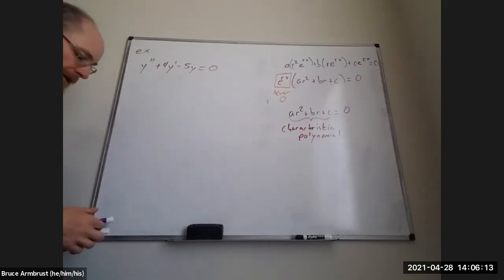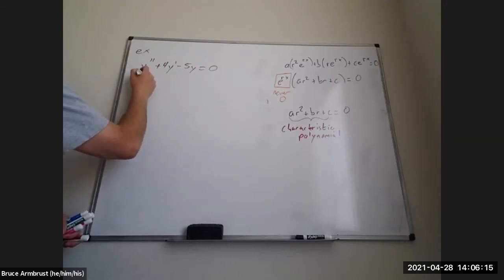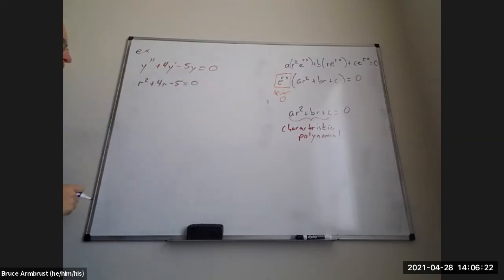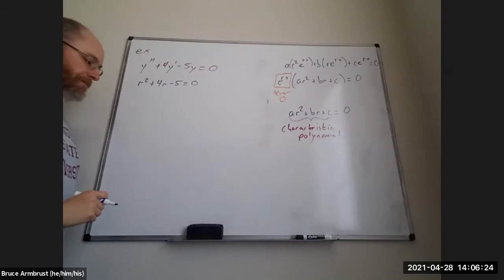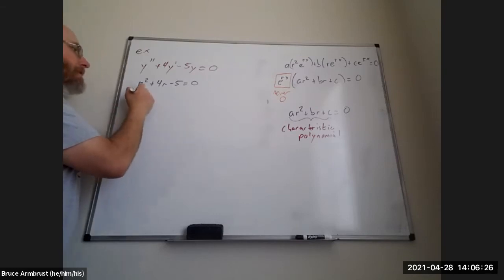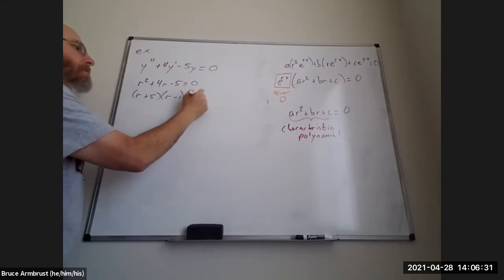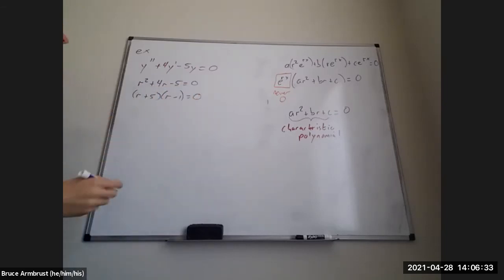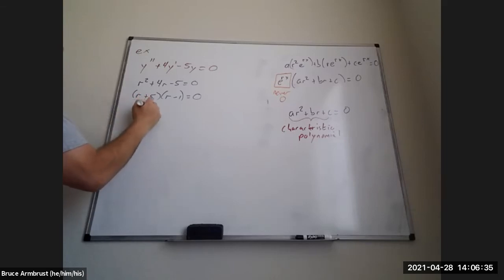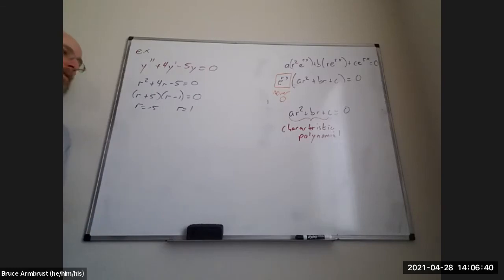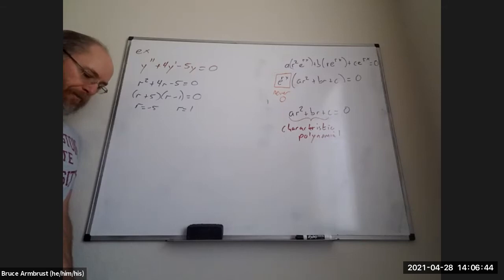Okay, so here's what we do. We first create our characteristic polynomial. So it's going to be 1r squared plus 4r minus 5 equals 0. Now this one is nice. It factors. r plus 5, r minus 1. And so we get 2 different r values: r equals minus 5 and r equals 1.